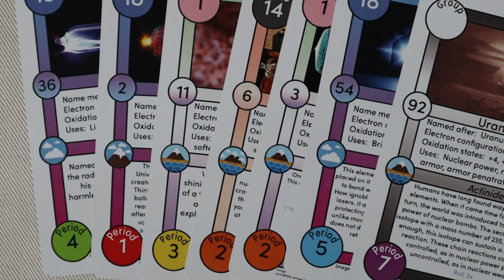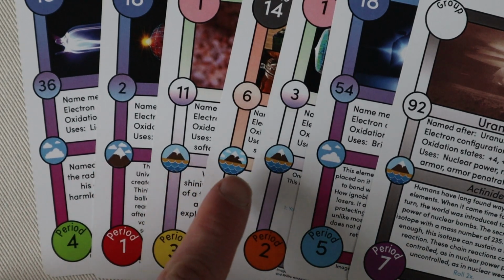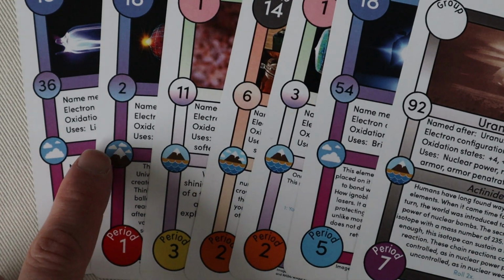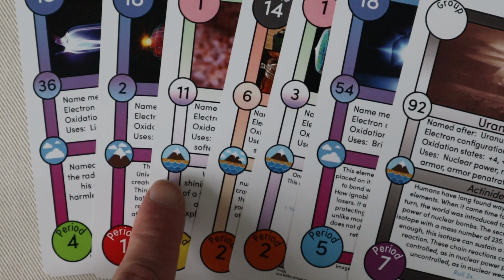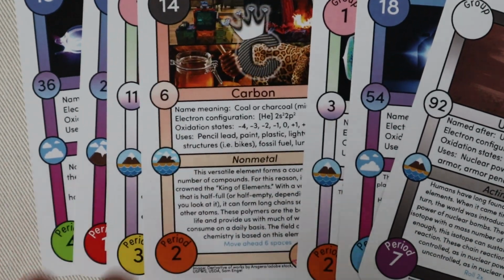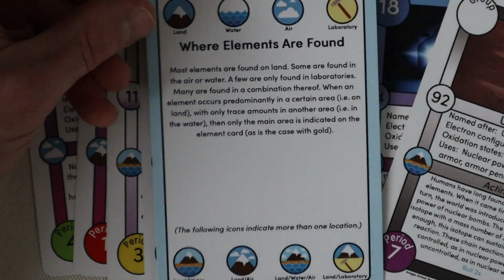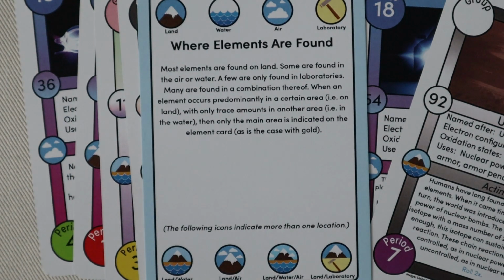And finally, for the advanced version of Mahjong, you can make up hands based on where elements are found, where they occur. These icons right here indicate where these elements are found. Some are found only in the atmosphere, some are found in both the atmosphere and in land. Some are found in land and water. Some are found in all three, land, water, and air, such as carbon. This card right here also explains those icons. You also have elements that are only found in laboratories, indicated by that hammer icon.